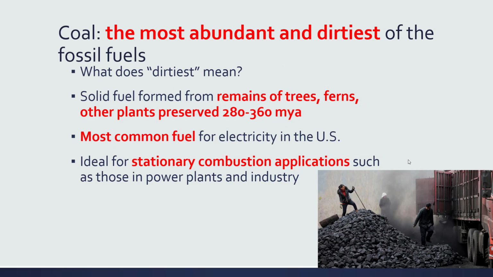All right, so we talk about coal being the dirtiest of fossil fuels. You need to understand what that word dirty means. Dirty means that when it combusts, it produces more pollution than the other types. When you have something solid and it burns, you're always going to have particulate matter. That's just kind of the way that it goes. So you don't see that as much with oil, and you certainly don't see it at all with natural gas.